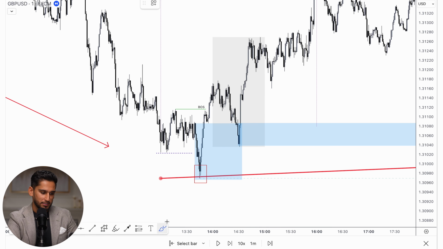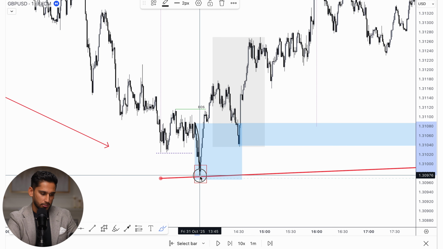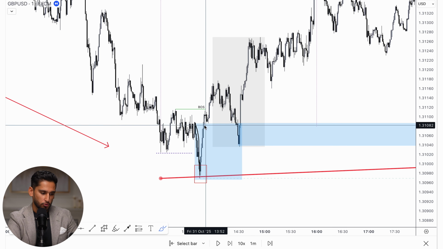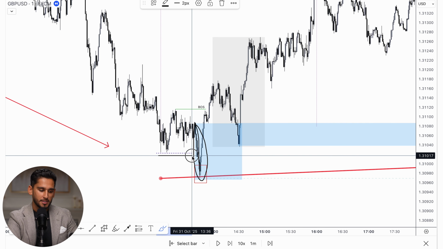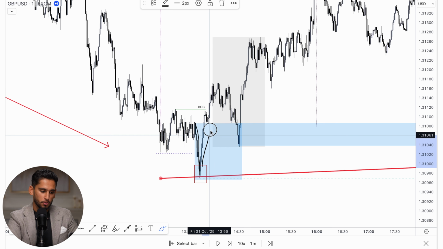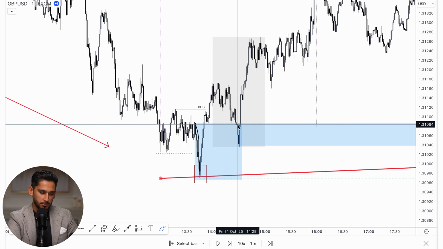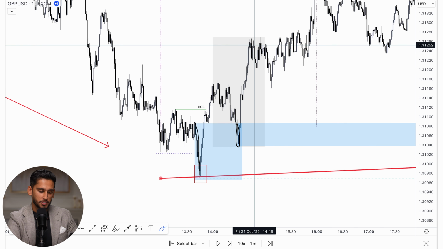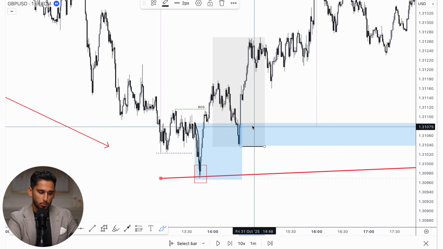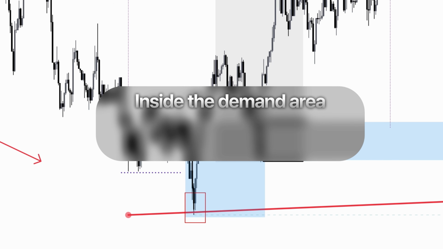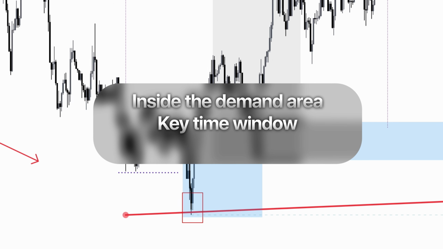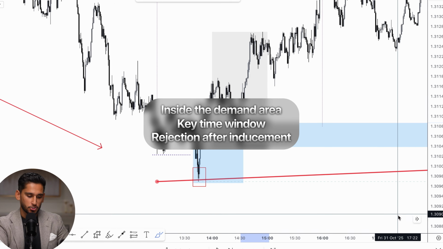The block, remember, being that it is the last sellers before the bullish push. So over here we can see the seller's pressure, the last seller's pressure that caused the inducement to take out this liquidity enabled the bullish break of structure. Same over here, the last bearish pressure before price went higher. So we just mark it out and we say this could be our potential demand area. We see if we are inside this demand area in the key time window and we are seeing a rejection after an inducement, this could be an opportunity.